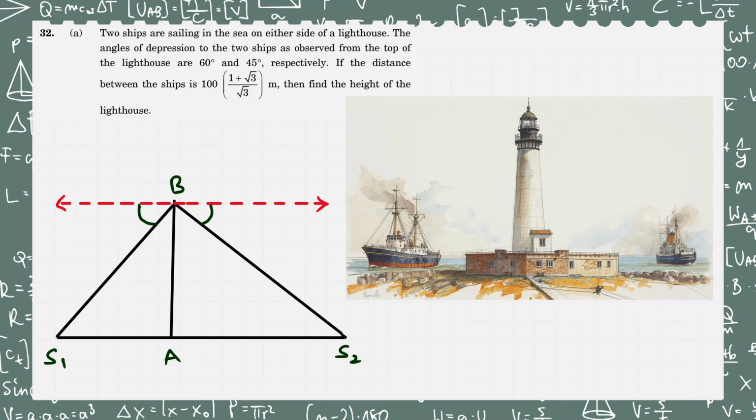Okay, so let us try to understand the sum. So this is the lighthouse. This is our ship number 1 and this is our ship number 2. The person is standing here and the person is observing both the ships from there. So from here to here and here to here, two angles of depressions will be formed. Okay, and those are given here. So one thing we have to understand is when we are looking at something which is far away from us, we don't need to stretch our eyes too low, right?